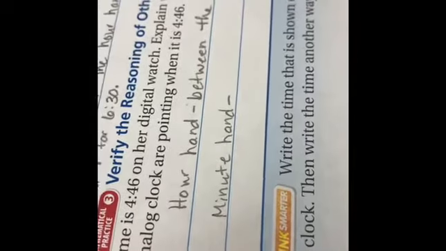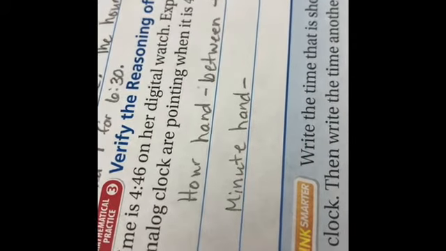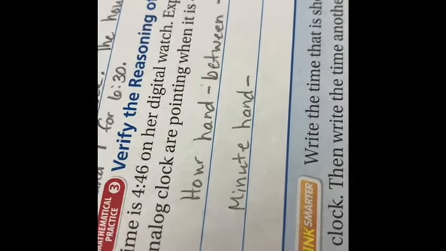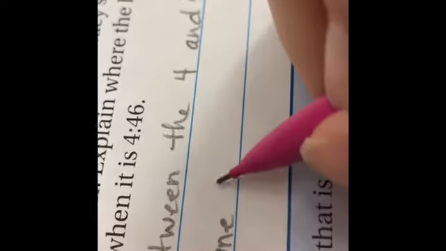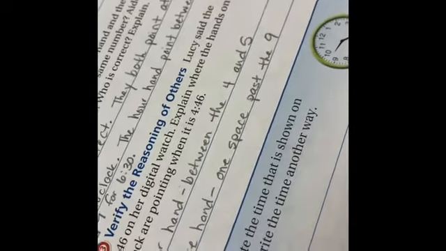So hour hand between the 4 and 5, and then minute hand, I'm just going to label it again. Minute hand for 4:46 is going to be pointing just one space past the 9. So 1 space past the 9. All right. That's what it will show for 4:46.